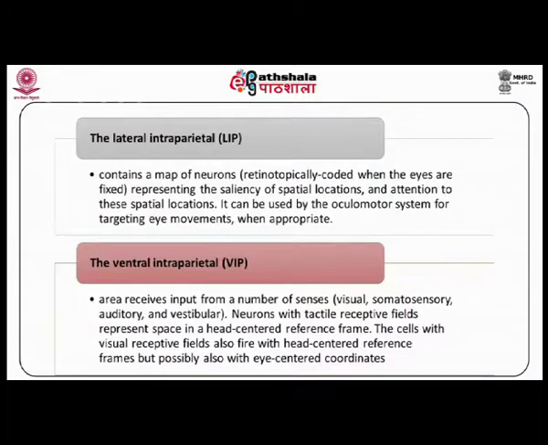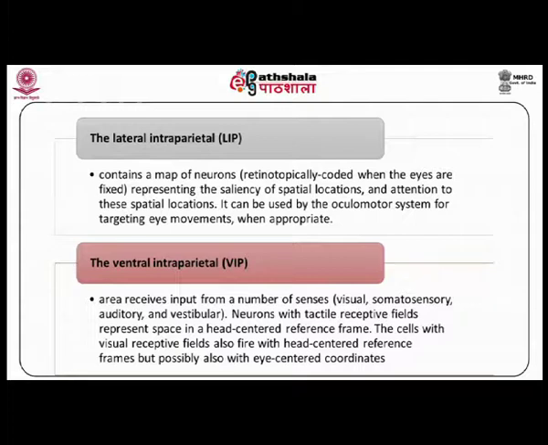The lateral intraparietal, that is LIP area, contains a map of neurons, retinotopically coded when the eyes are fixed, representing the saliency of spatial locations and attention to these spatial locations. It can be used by the oculomotor system for targeting eye movements when appropriate.